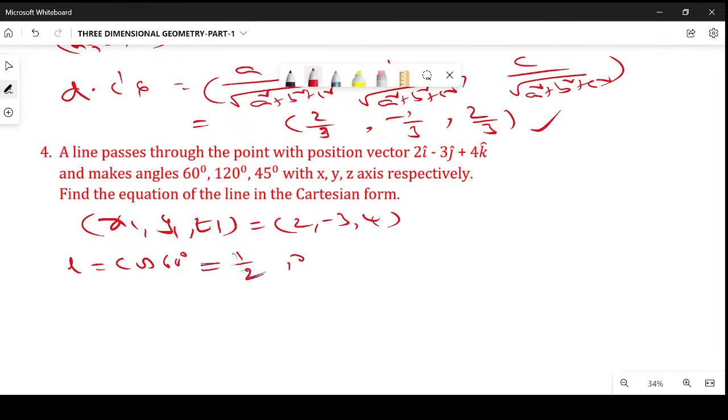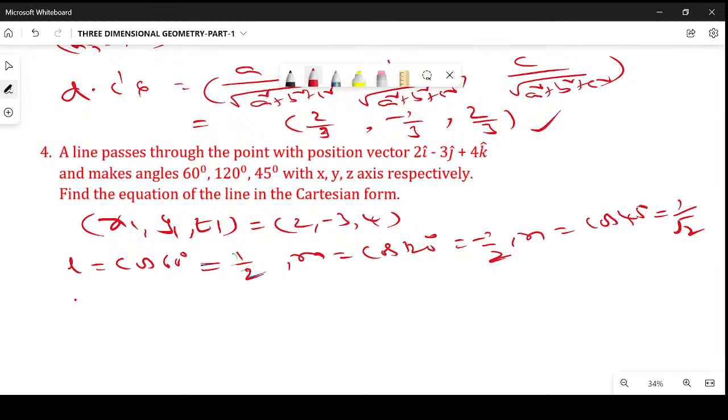l is equal to cos 60 degrees, which is 1 by 2. m is equal to cos 120 degrees, which is minus 1 by 2. n is equal to cos 45 degrees, which is 1 by root 2. These are the direction cosines. So direction ratios are proportional to direction cosines.